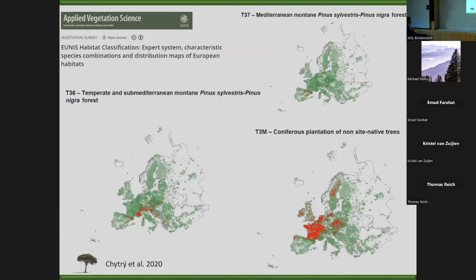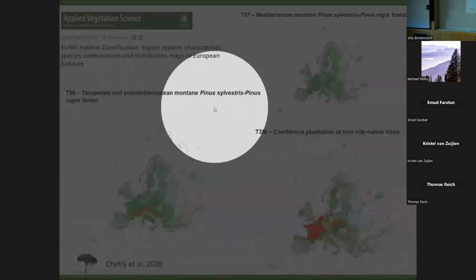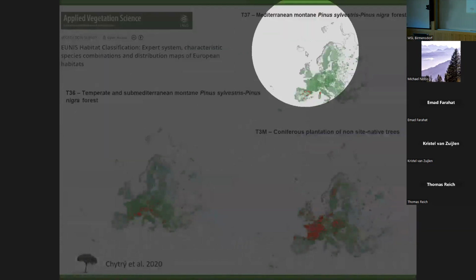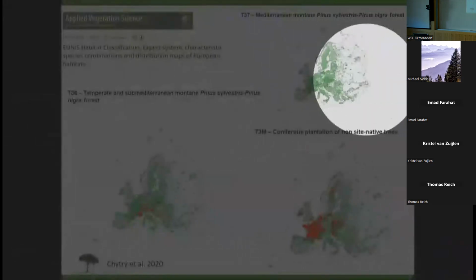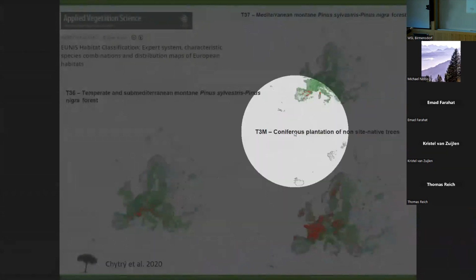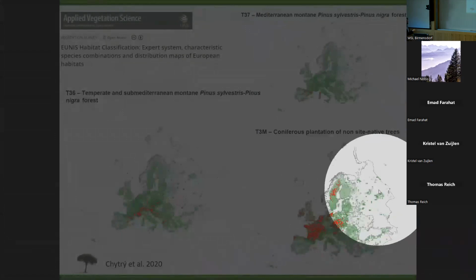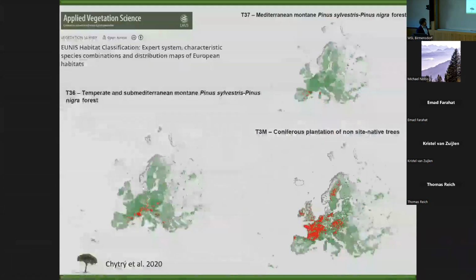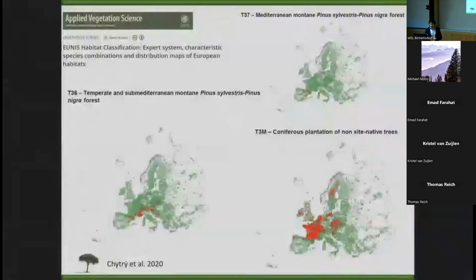And mountain pine forests are basically included in these two habitats, T36, temperate and sub-Mediterranean montane Pinus sylvestris and Pinus nigra forest, and Mediterranean montane Pinus sylvestris and Pinus nigra forest, which, as you see here, have these two distributions. Then there is another habitat which includes also plantations, not only of pines. It's a bit broader habitat because it includes other conifer species, but just as a reference where it's distributed in Europe.